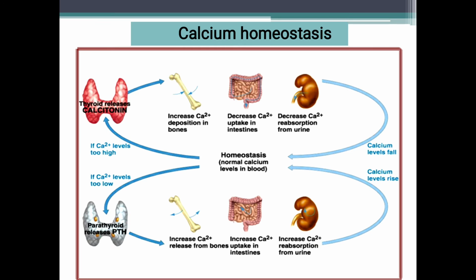So this picture shows the calcium homeostasis. See, there is a thyroid, parathyroid. The parathyroid is the yellow dot, 4 dots are parathyroid. So the calcitonin from the thyroid, and the parathyroid hormone from the parathyroid gland. They are acting on the 3 organs to maintain the calcium level.